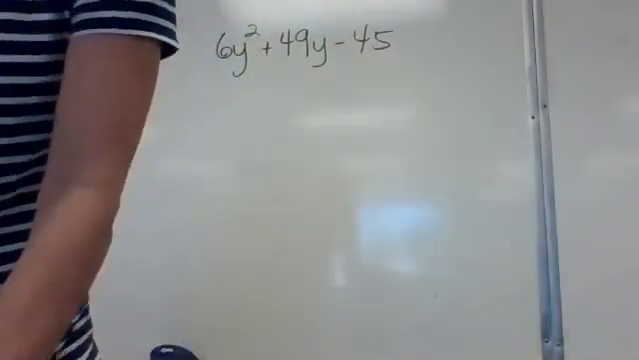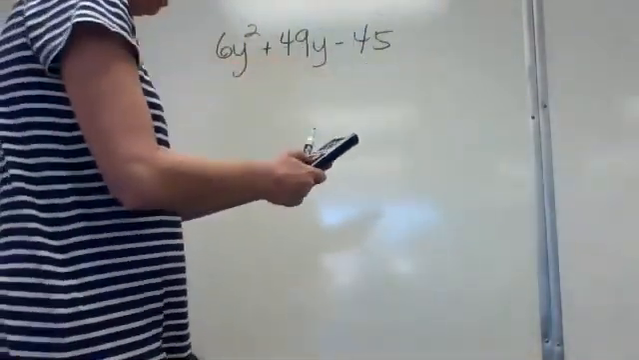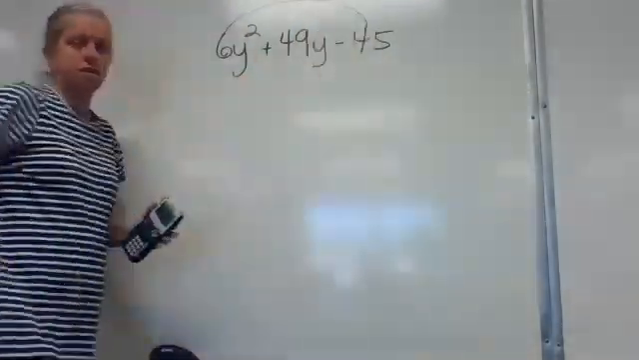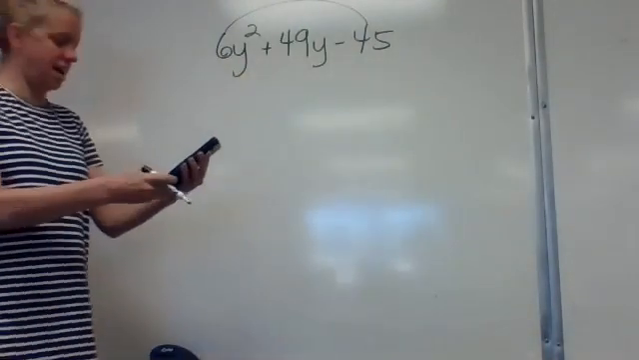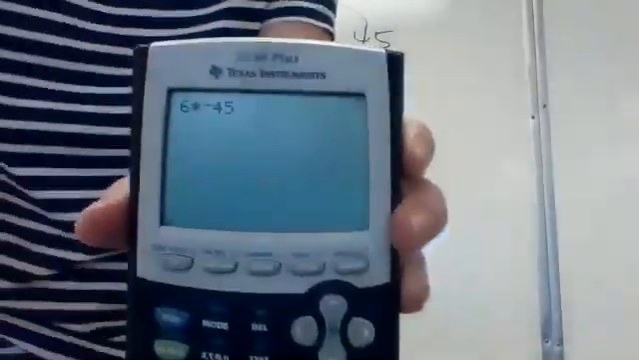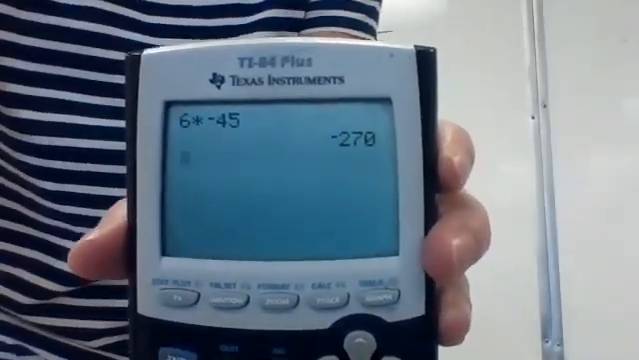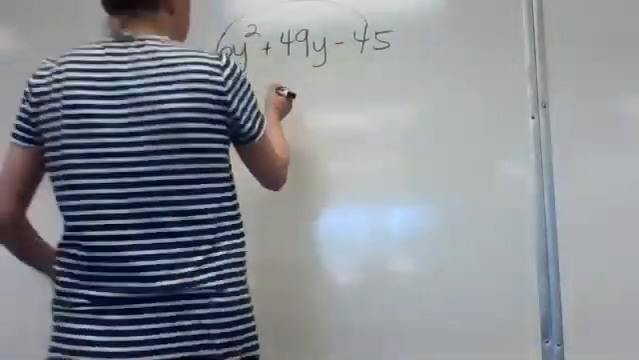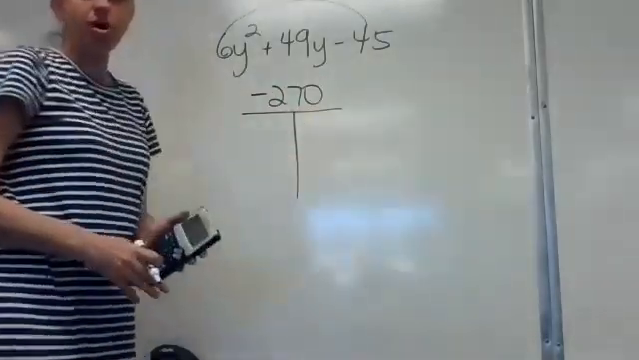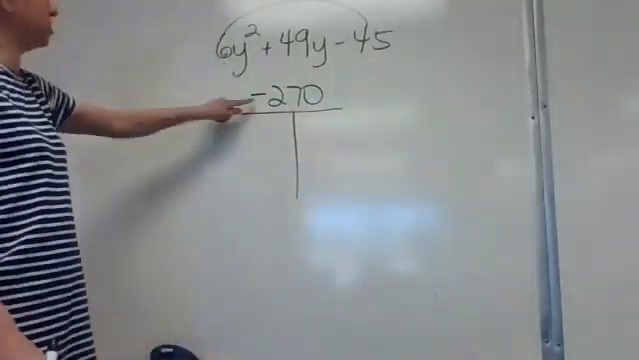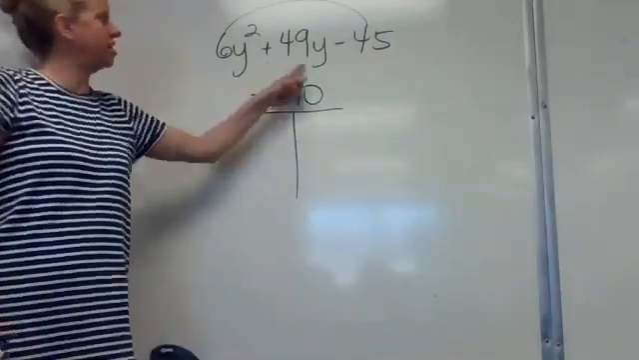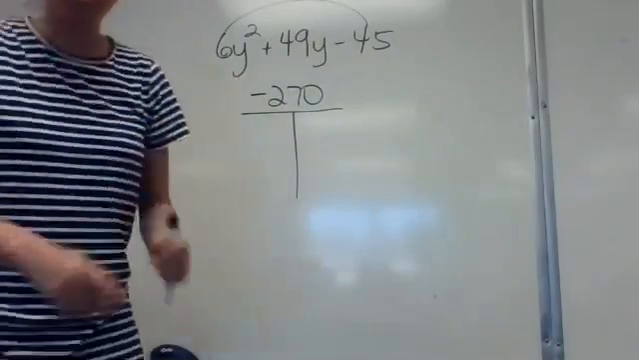Okay, my numbers are going to be out of control on this one, but that's fine because we have the calculator. So let's factor this. Multiply my outside, 6 times -45. I'll just push that in my calculator, right? 6 times -45 gives me -270. So remember, what I'm doing now is looking for numbers that multiply to give me -270. There's going to be a lot of ways to do that. And at the same time, add to 49.